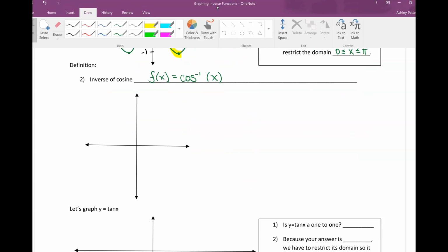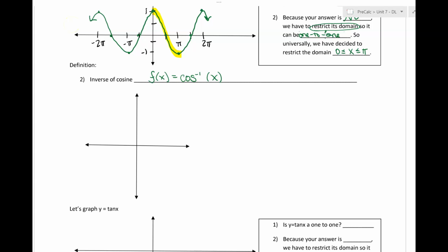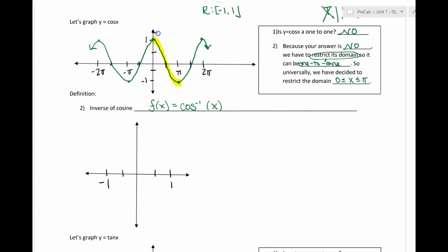That means similar, x and y values switch. So instead of my y-axis going from 1 to -1, that's going to be my x-axis. And then look at where we've restricted. I don't need to have any negative values here. I'm going to go from 0 to pi.